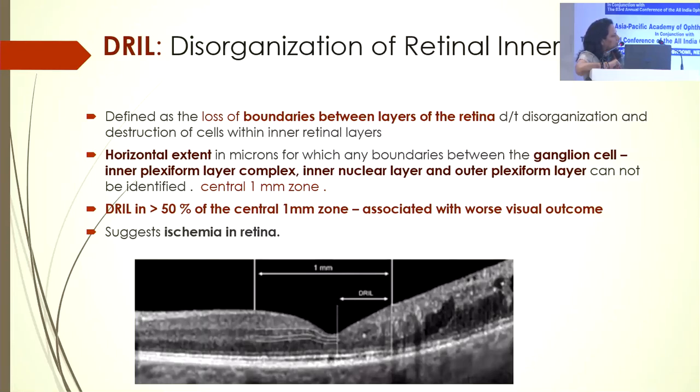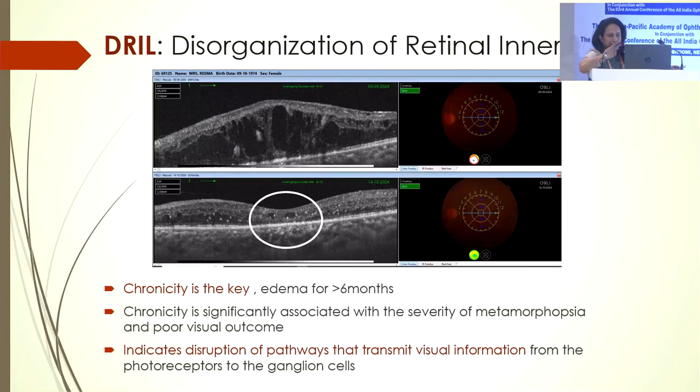If we see an OCT here, you can see that we can identify all the layers separately, each one from the other, whereas this part shows that all the layers of the inner retina are disorganized and we can't make out each one apart from the other. So this is associated with a worse visual outcome and has also been said to suggest ischemia of the retina. This is another example where the macular edema has resolved beautifully, but here you can see in the outer part you can still identify the layers separately, but in the central 1 millimeter zone, the layer pattern has been lost, and this is a characteristic example of DRIL.